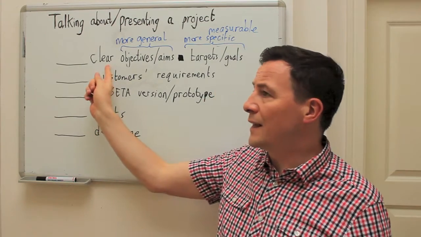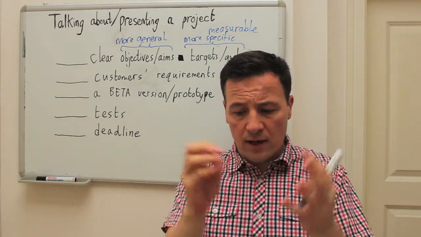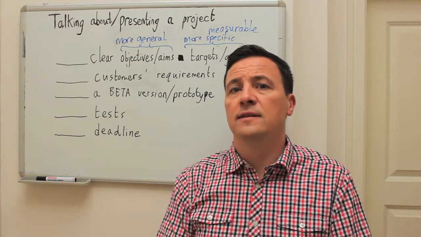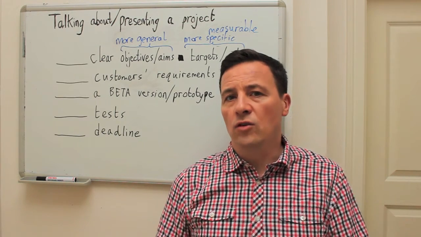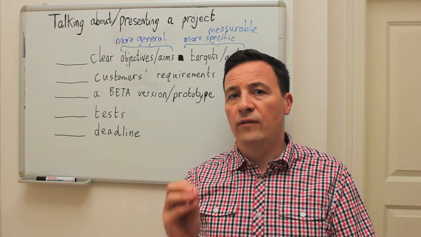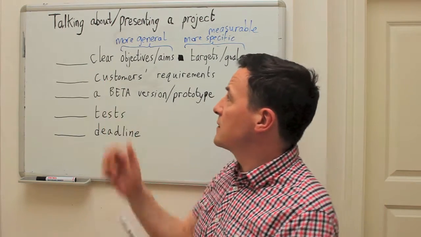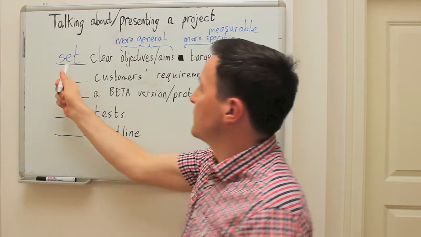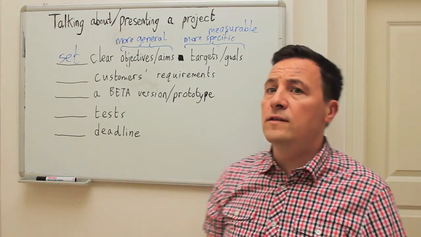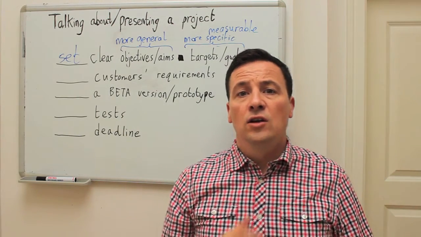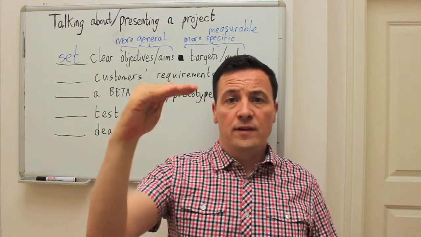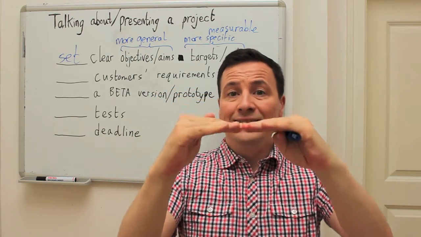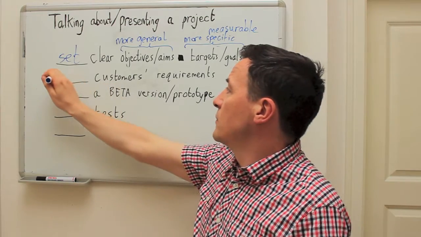So first of all, at the beginning, when you think about and write down the targets and the aims and the objectives, what is the verb that you use? Well, the verb is set. You set clear objectives and aims, or you set clear targets and goals, and then after that your client or your customer will have these requirements, and you need to meet these requirements. So this verb here is meet.